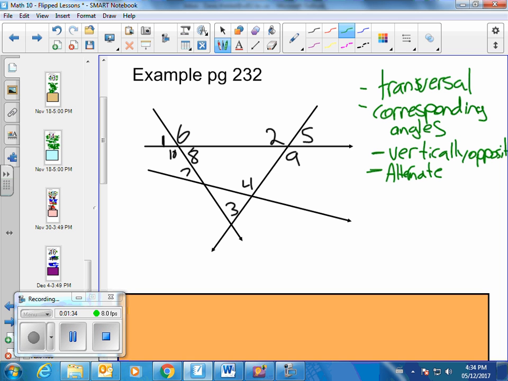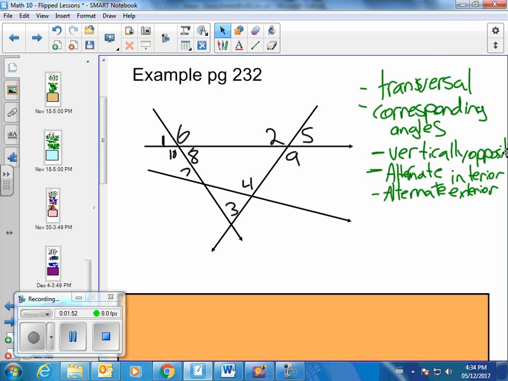We need to know what alternate interior angles are, and then we need to know what alternate exterior angles are as well. So those are the terms we have to learn. Transversal is the easy one. A transversal is simply a line that crosses through two other lines.